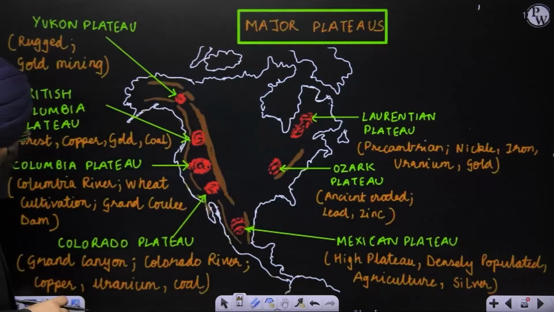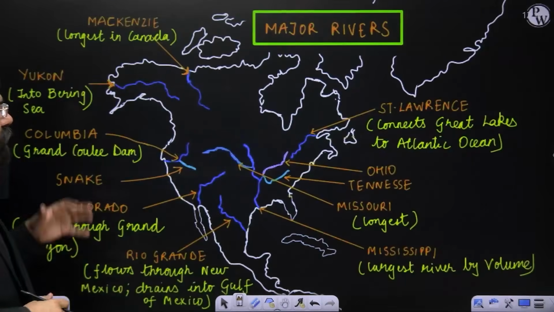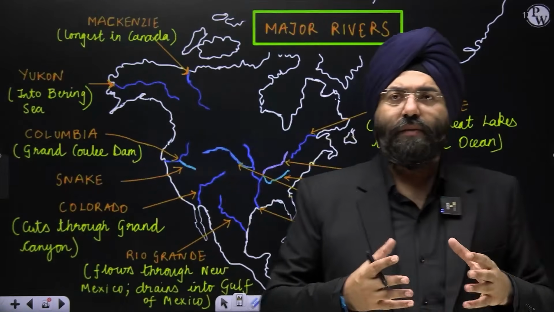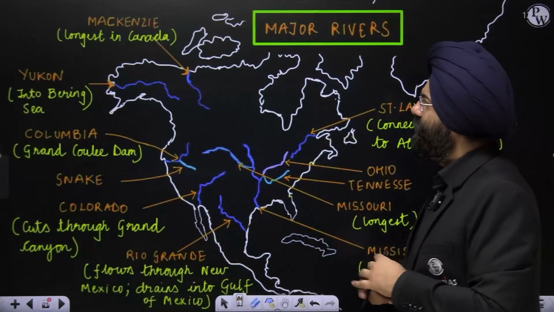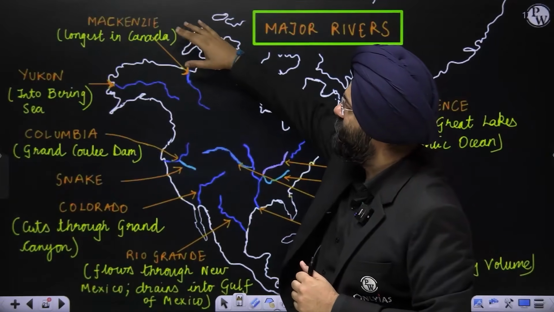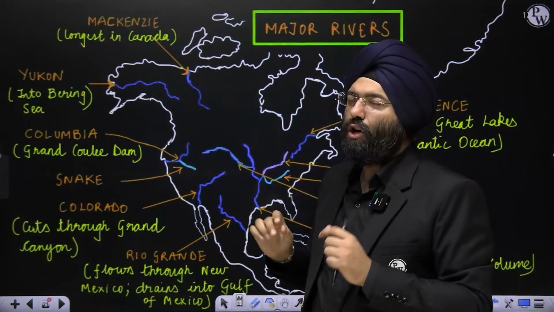Having done the major plateaus, let's move ahead. We will consider the major rivers now. See, again, the rivers become important. This river over here, please understand, is known as the Mackenzie River. This is the longest in Canada.